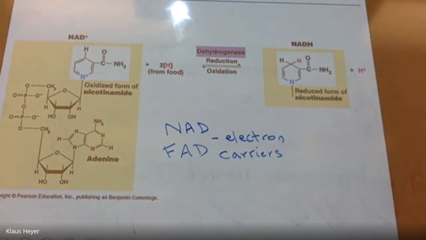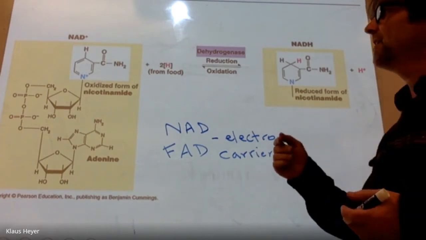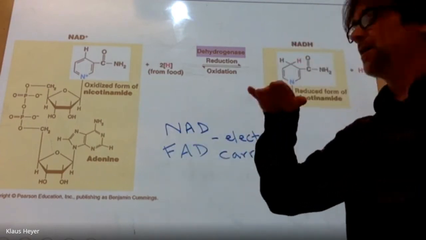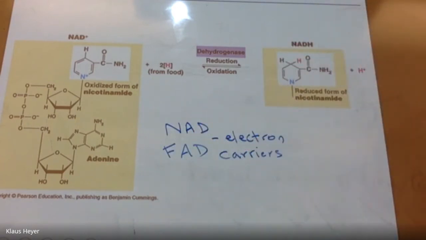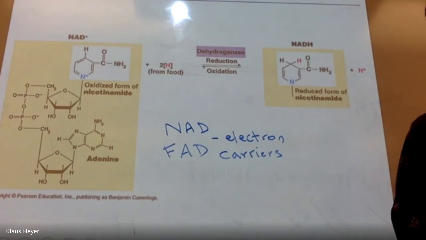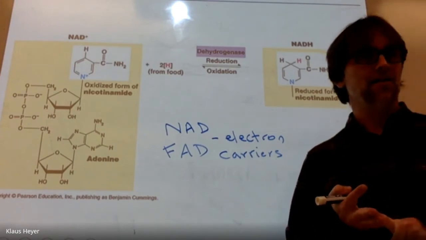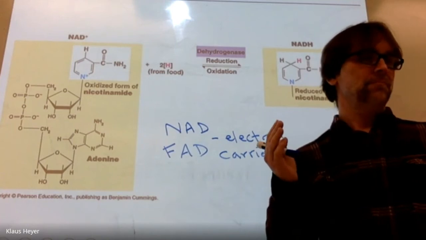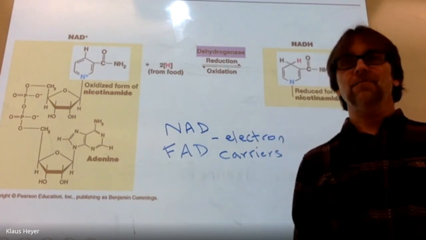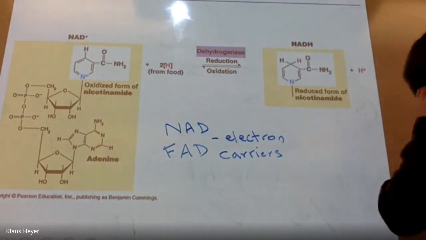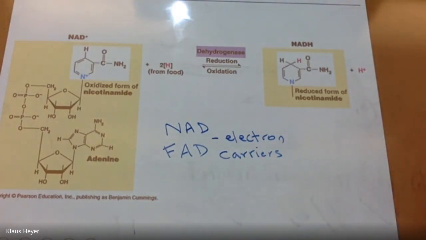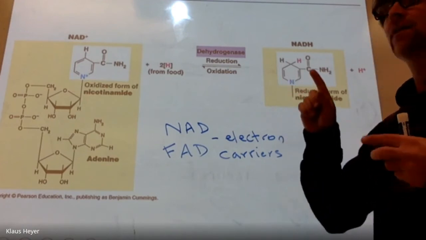They're carrying electrons around this process, picking them up in one place, taking them to another place. These are actually vitamins, NAD and FAD. So this is NAD, this is just FYI. NAD is niacin, and FAD is riboflavin. So a lot of these B vitamins, like niacin, riboflavin, pantothenic acid, biotin, this is what they do. They don't actually give you energy, but they help cellular respiration.